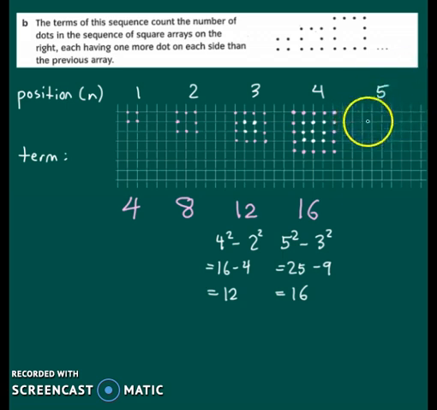Okay, so for term 5, we know that we're going to have sides of 6 dots, because that's what our pattern's been doing. 6 by 6: 1, 2, 3, 4, 5, 6. Okay, and we can count that. So 6 plus 6 is 12, and plus 4 is 8. So 20 dots in this term.